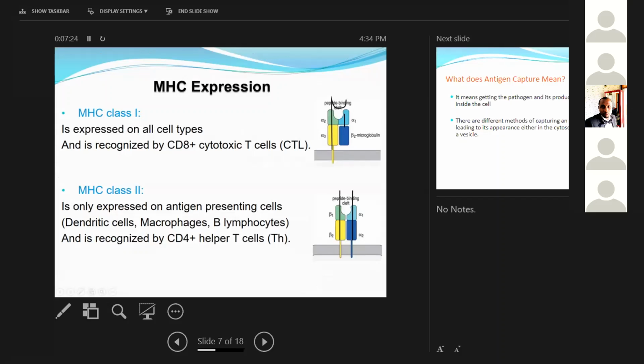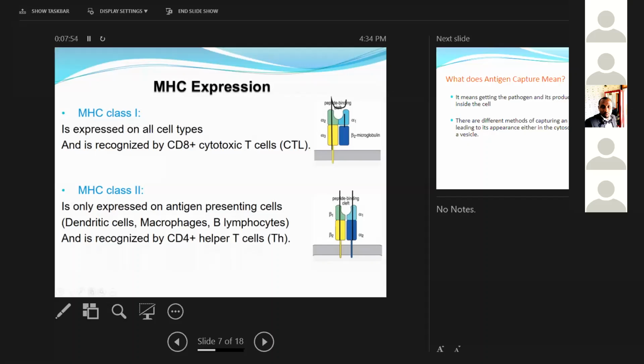So what about the expression? Where do we find MHC? MHC class 1 is on almost all the cells in our body, and it is recognized by CD8, which are the cytotoxic T cells. But MHC class 2 is expressed only on antigen-presenting cells, which include dendritic cells, macrophages, and B lymphocytes. And they are recognized by the T helper cells, which are the CD4 positive T cells.